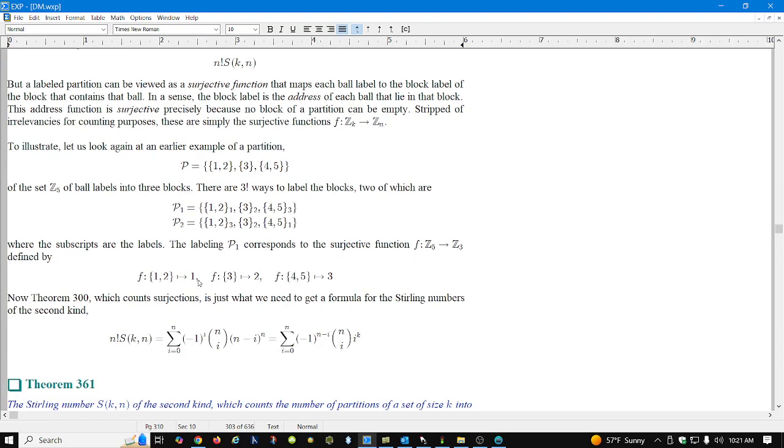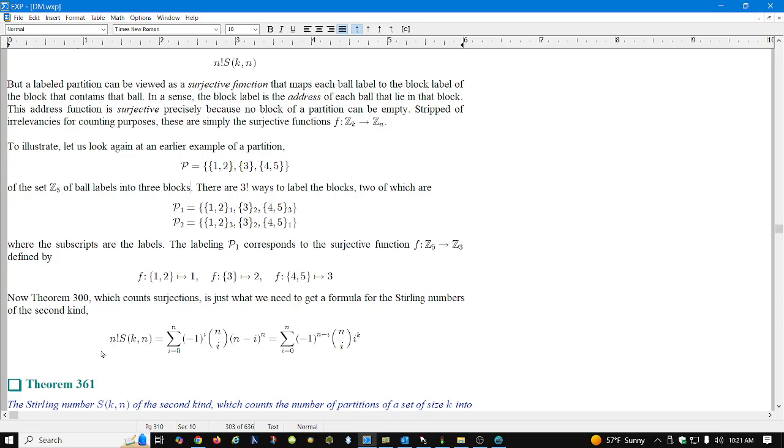Well, this viewpoint is just what we need because we've already determined how to count surjections. We did that quite a while ago using the principle of inclusion-exclusion. That was theorem 300, so we're up to 361, so that was quite a while ago.